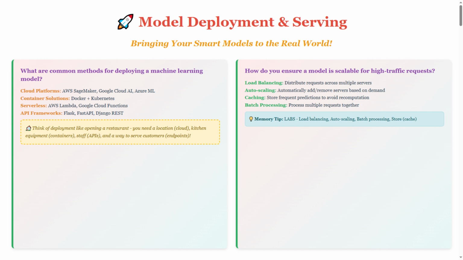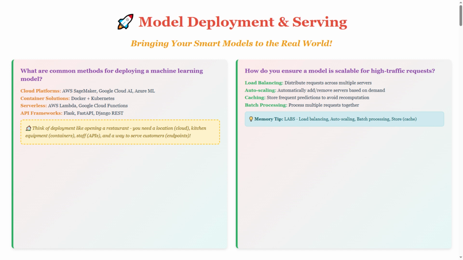Our second question: how do you ensure a model is scalable for high-traffic requests? You need four key strategies. Load balancing to distribute requests across multiple servers. Auto-scaling to automatically add or remove servers based on demand. Caching to store frequent predictions and avoid recomputation. And batch processing to handle multiple requests together.